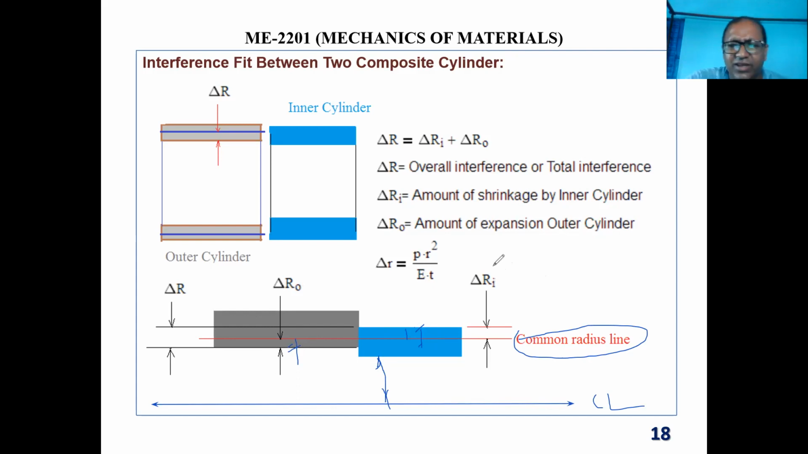So how much does the inner radius shrink? The inner radius is decreased by delta Ri, and the outer cylinder radius is increased by delta Ro. And this is called the total interference. How much was the total interference? You see that this is the point: the inner radius of the outer cylinder and the outer radius of the inner cylinder. So this distance is delta R. So delta R equals delta Ro plus delta Ri.